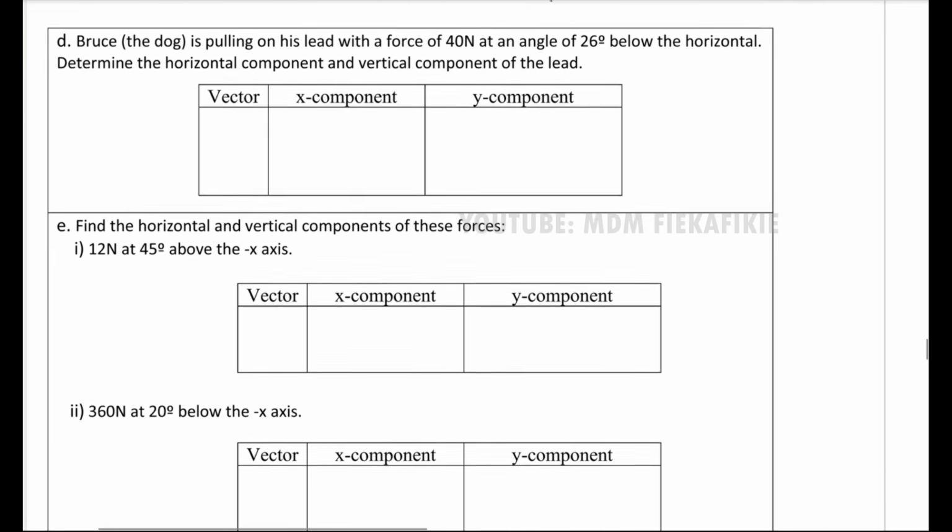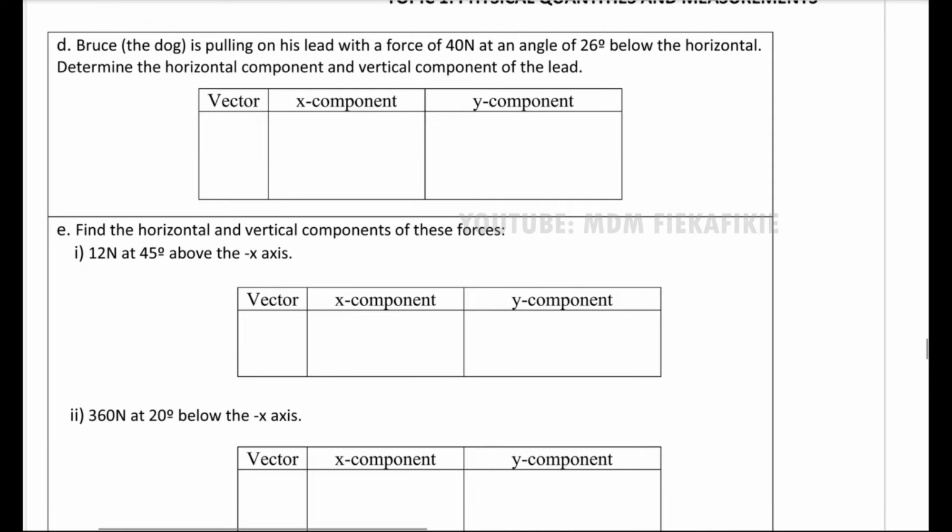Okay, that's done. Okay, D. We have Bruce, which is a dog, pulling on his lead with a force of 40 Newton at an angle of 26 degree below the horizontal. You read the words 26 degree below the horizontal, determine the horizontal component and vertical component of the lead. Okay, so we must know 26 degree below the horizontal.